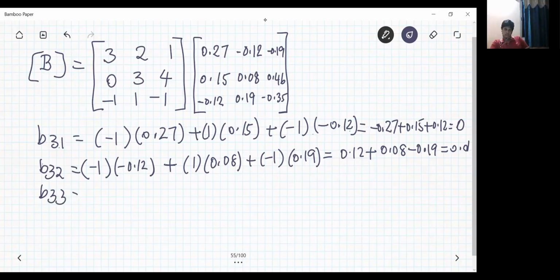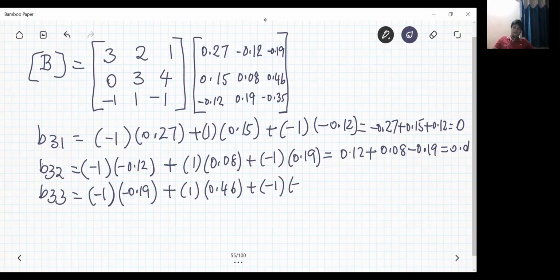B33 is minus 1 into minus 0.19 plus 1 into 0.46 plus minus 1 into minus 0.35. So this is 0.19 plus 0.46 plus 0.35. How much does it come to? 1. It will come to 1.